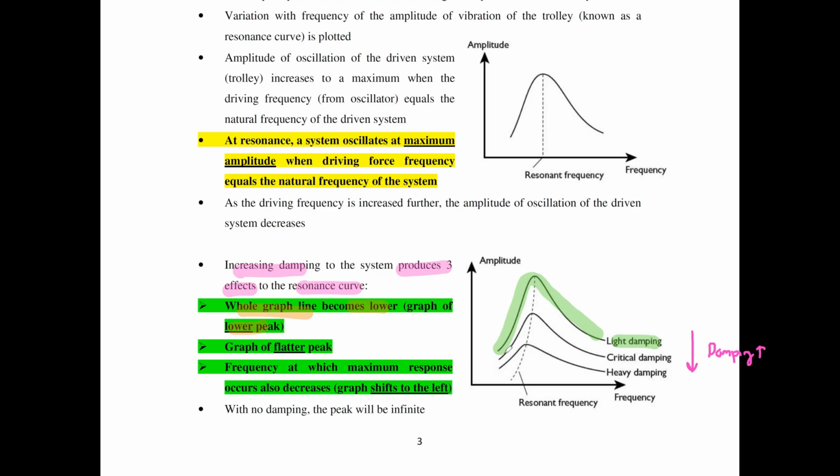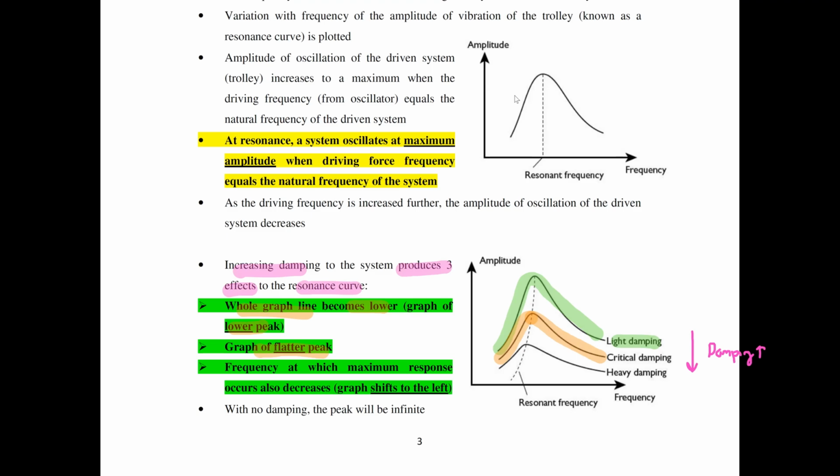So with critical damping, let's just say it's an increased damping case here, your whole graph becomes lower. And then after that, your graph will become flatter. Okay, your graph must become flatter. Now, what do we mean by flatter here is something like this.